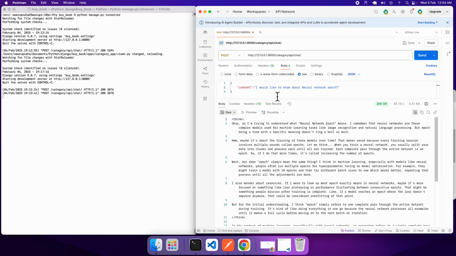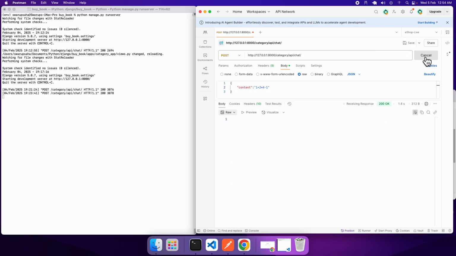Okay, how about doing a small mathematical operation? Shall we give a try to that? Okay, why not? So what about this one? Suppose 1 plus 2 into 4 and then minus 1. How about this? 1 plus 2 into 4 and then minus 1. So let me submit the data, and let's see. Here the timer has started ticking, so it is doing this.